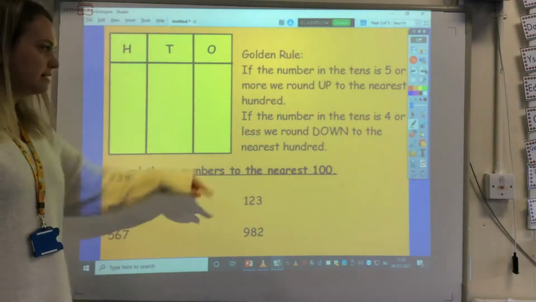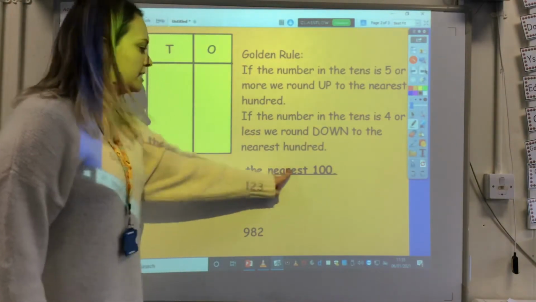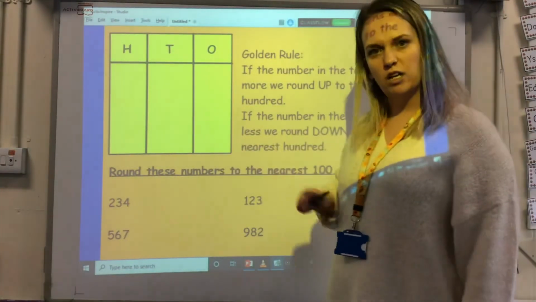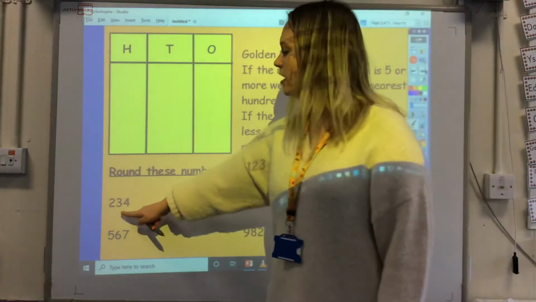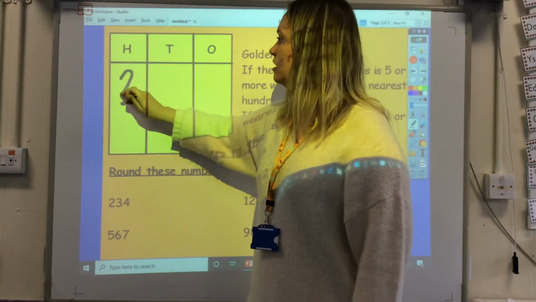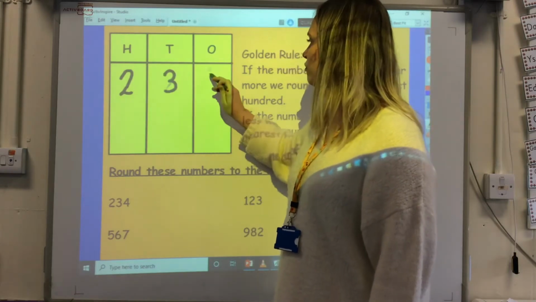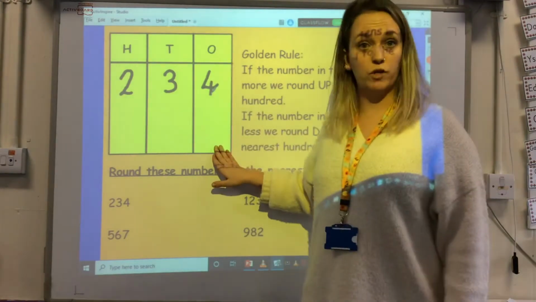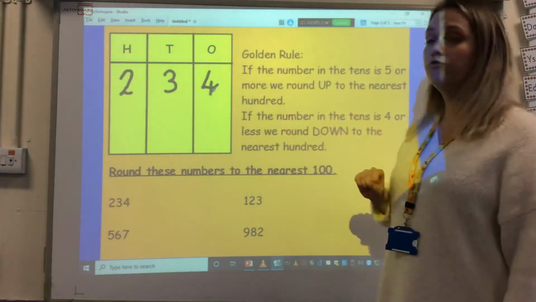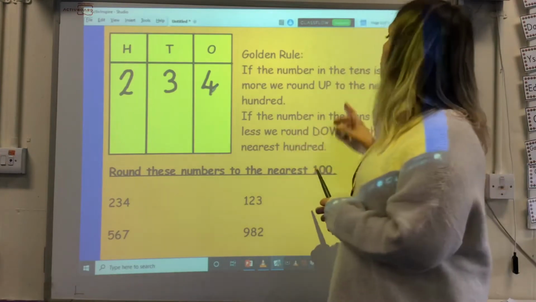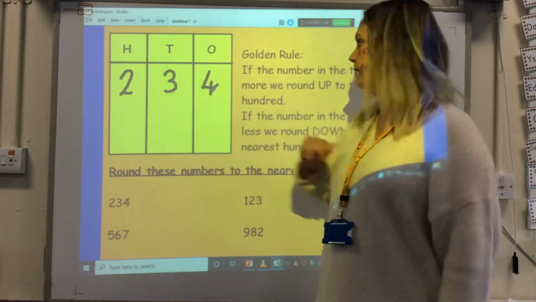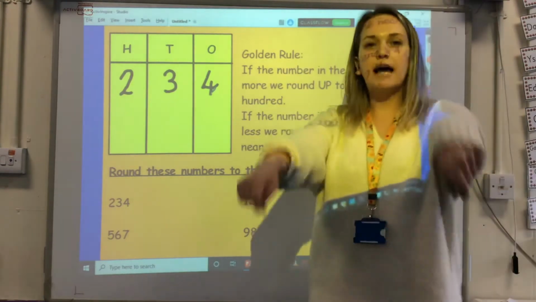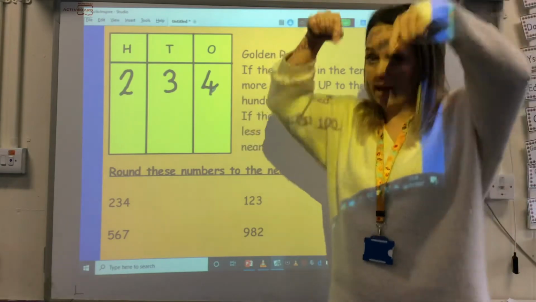So, let's give it a go, rounding these numbers to the nearest 100. I'm going to write them into my place value column so you can really easily see what I'm doing. So our first number is 234. Now when we're rounding to the nearest 100, we don't need to worry about what's in our ones. Instead, our golden rule tells us that we need to think about what number we've got in our tens column. So, if the number in the tens is 5 or more, we round up. And if the number in the tens is 4 or less, we round down.